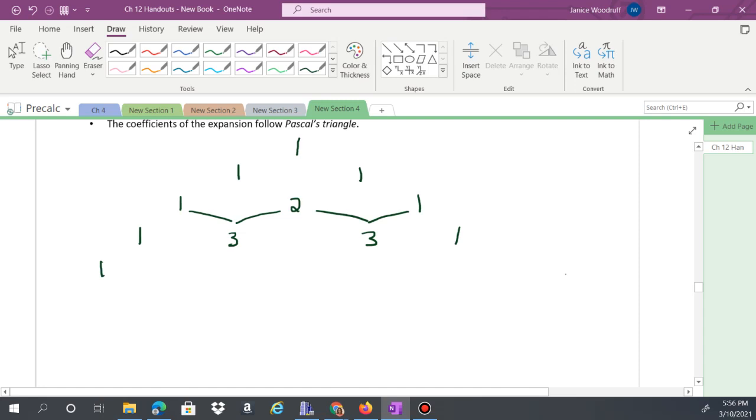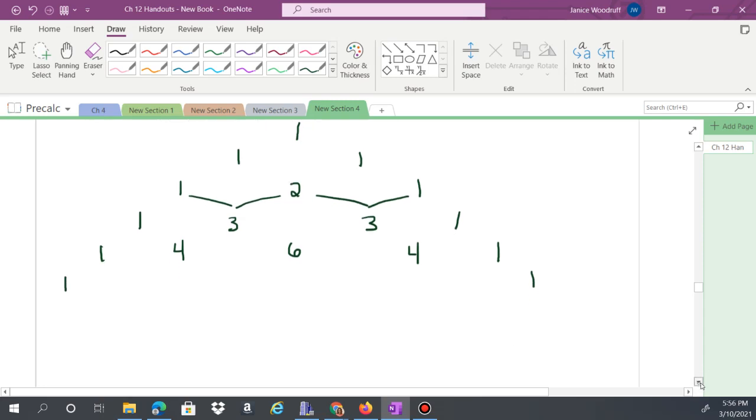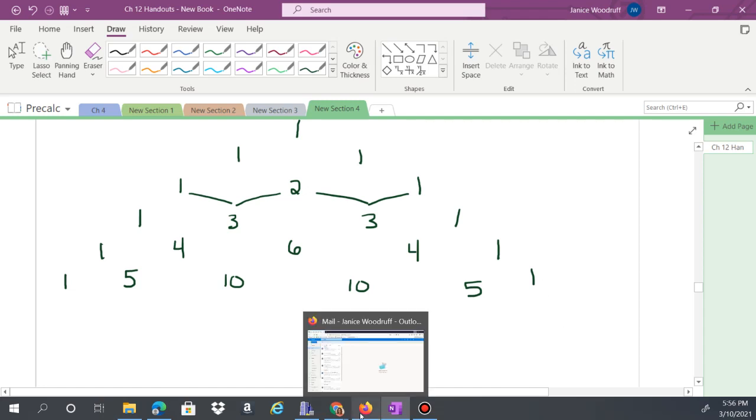And then I'm going to keep going, expanding again. So I'm going to do 1 plus 3, that's going to be 4. 3 plus 3, that's going to be 6. 3 plus 1, that's going to be 4. And then you just keep following that pattern. Okay, 1 plus 4 is going to be 5. 4 plus 6, 10. 6 plus 4, 10. 4 plus 1, 5. That one is a little bit off.